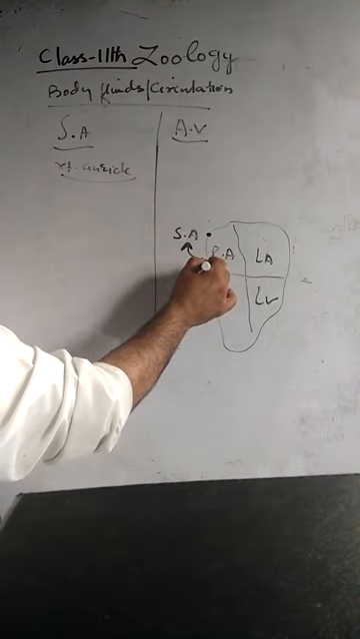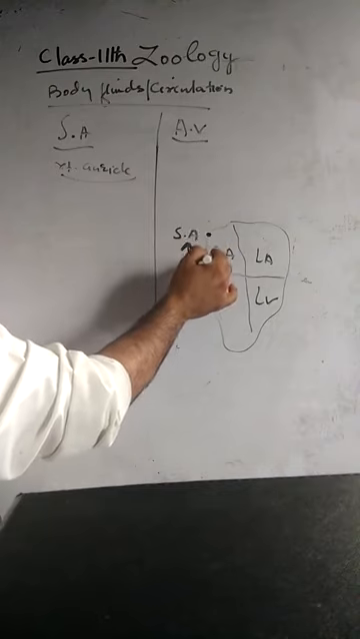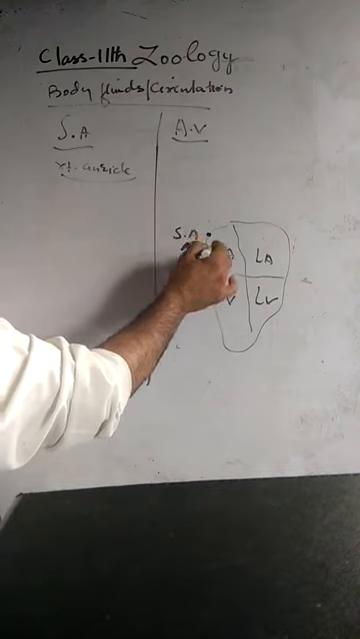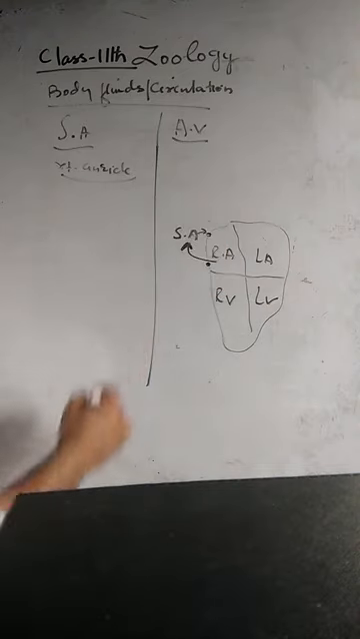Here is the inferior vena cava, and this is the superior vena cava. This SA node is located at this point, near the superior vena cava.